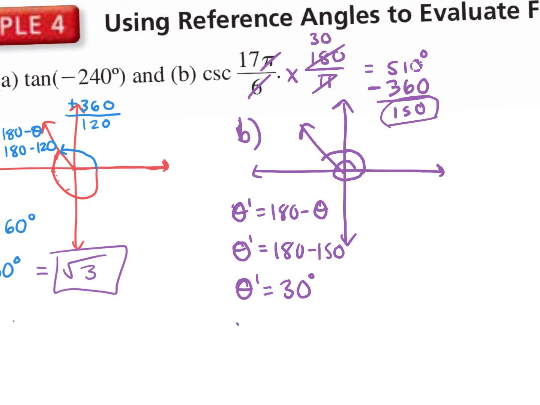And we're finding the cosecant, so cosecant of 30 degrees. Using that chart, cosecant of 30, what did we say it was? 2. Yeah. So 2 is our answer.